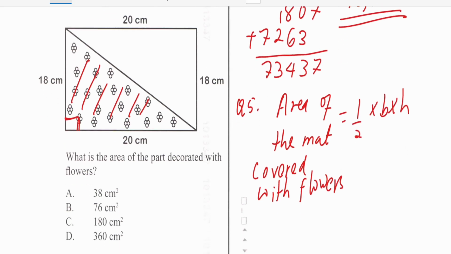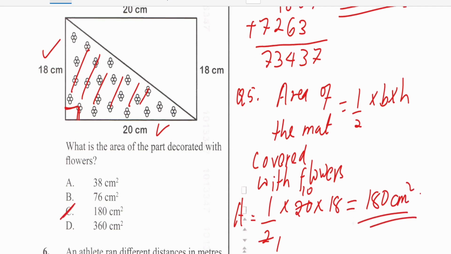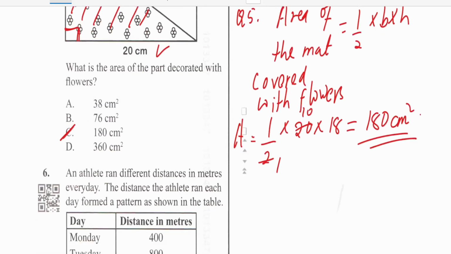So basically what we're saying is, you're taking a half times our base, which is 20 centimeter, times our height, which is 18 centimeter. Now 2 goes into 20 10 times, and 10 times 18 gives you 180 centimeter square. No bananas, no mangoes, but 180 centimeter square. Correct. So hopefully that is understandable.